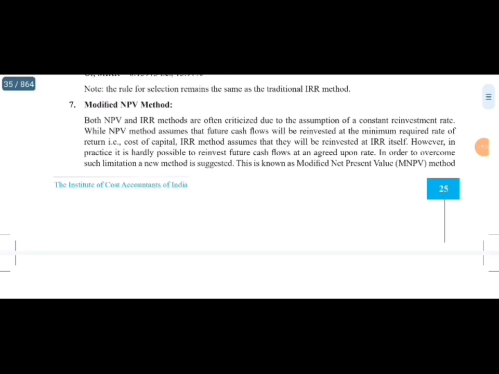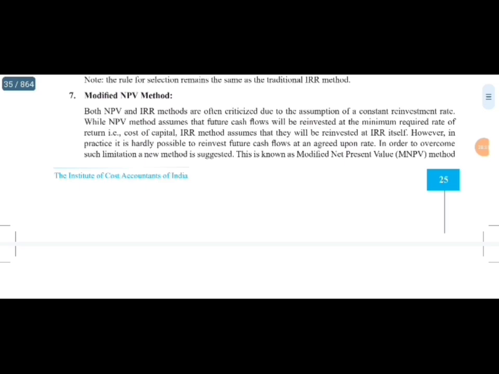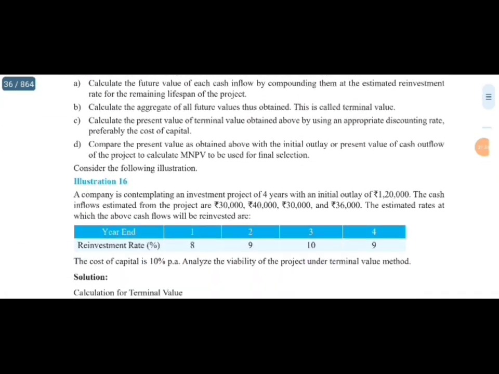The next method is the modified NPV method. Before seeing the modified NPV method, let's see what are the limitations faced in the other methods. In the NPV and IRR methods, there is an assumption of a constant reinvestment rate, whereas there is a possibility of a different reinvestment rate in the future period. In order to overcome these limitations, the modified NPV method is used. In this, we can use different reinvestment rates. Let's see an illustration.